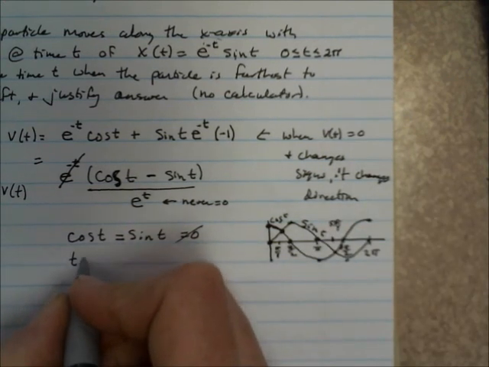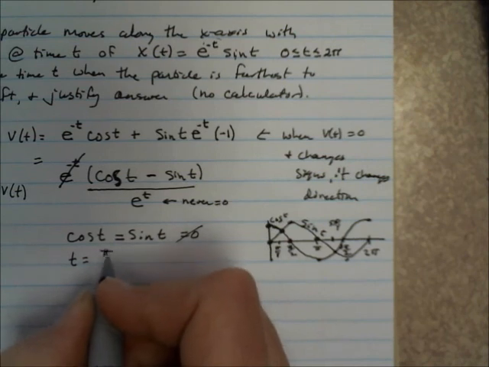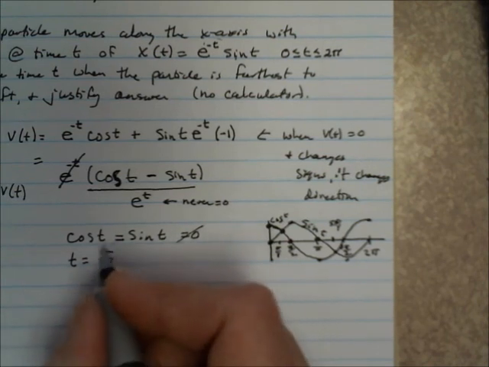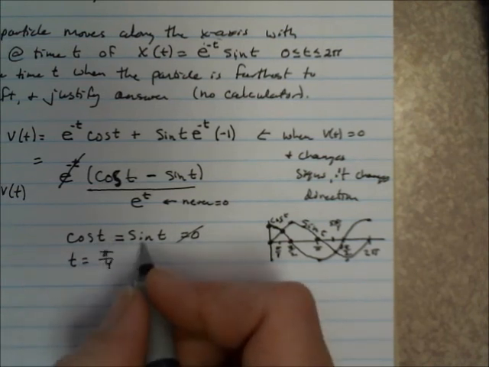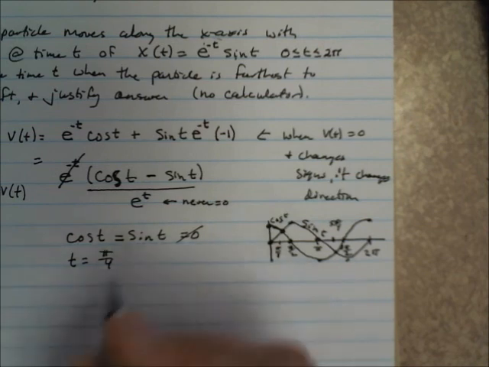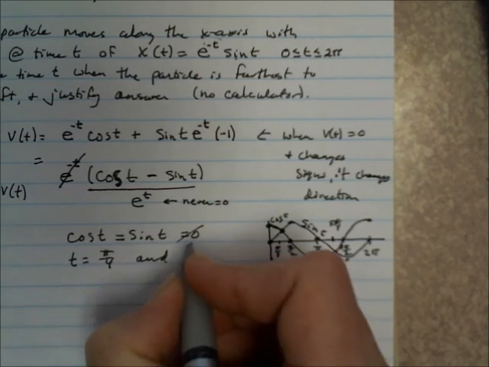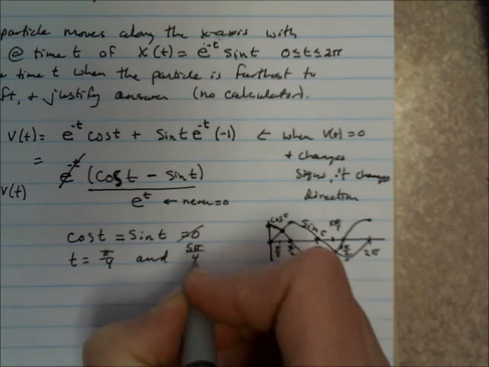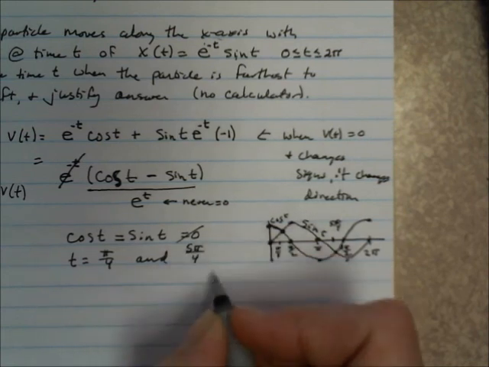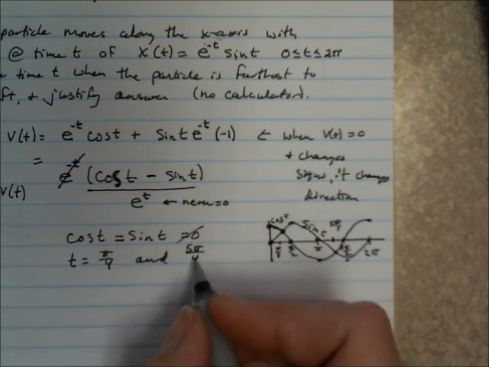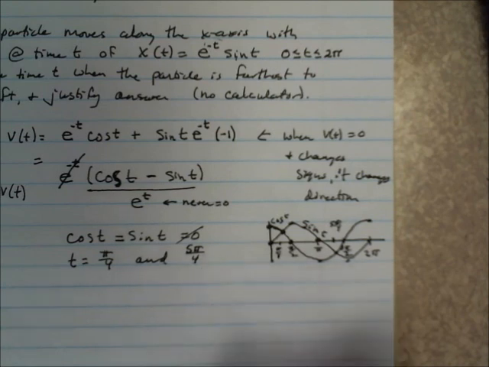So t has two values, pi over 4, which is 45 degrees. If you remember, cosine of 45 and the sine of 45 are both the square root of 2 over 2. And 5 pi over 4 is a third quadrant angle, so both sine and cosine are negative square root of 2 over 2. So we have some critical values.